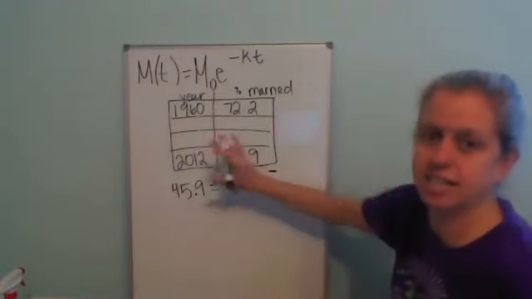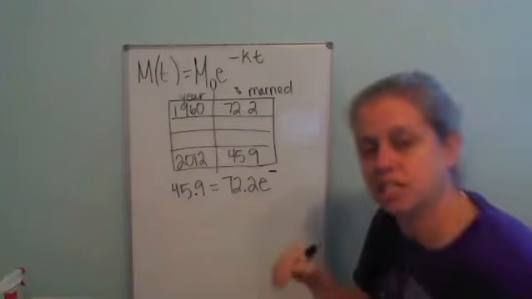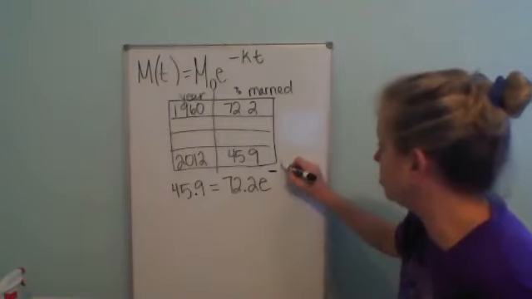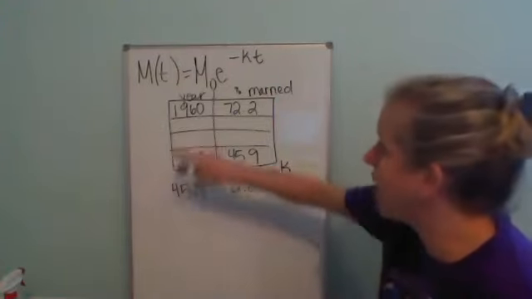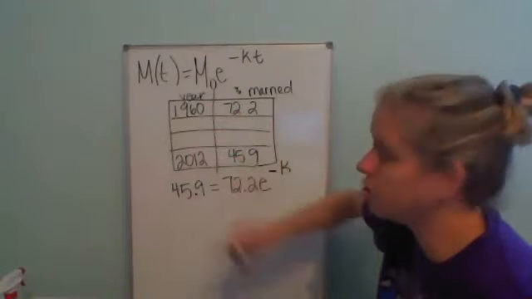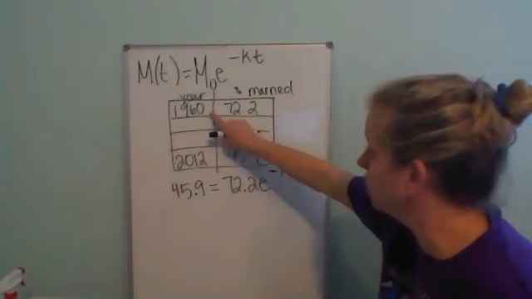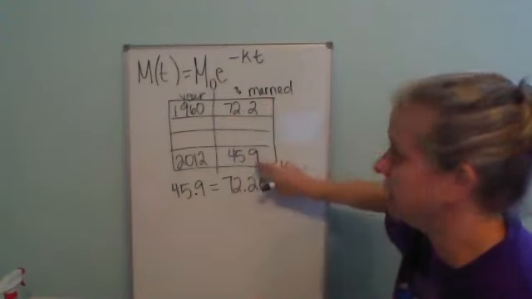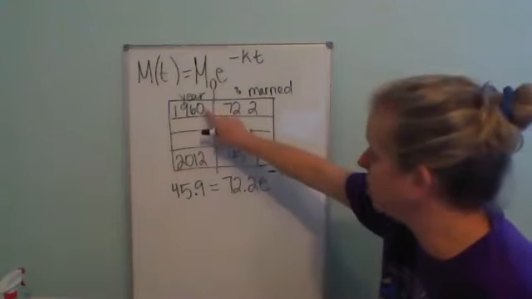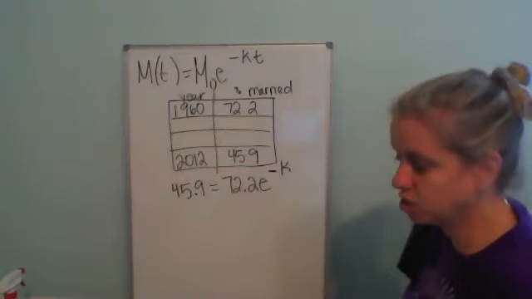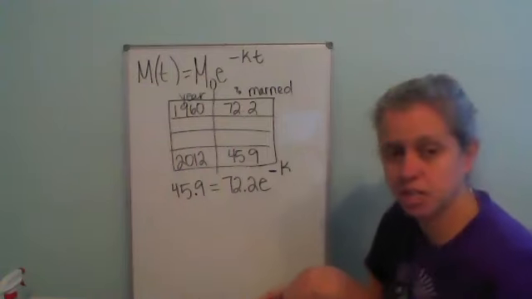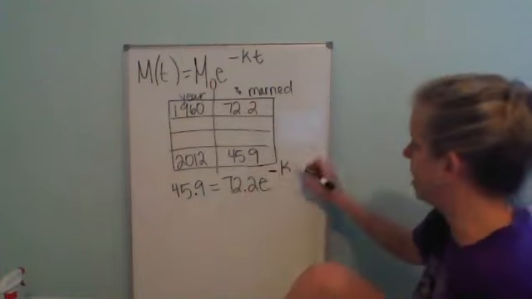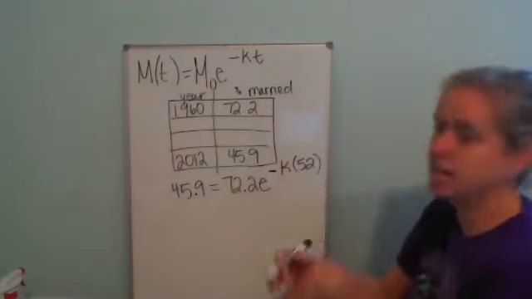Do I know what the rate is? Does it tell me the declining rate, the percentage that it's declining? It does not tell me. So I do not know what K is, and even though it doesn't tell me the amount of years, I know the beginning year and I know the end year. So I know how long it took to get from 72.2% to 45.9%. Well, it took from 1960 to 2012. So 2012 minus 1960, it took 52 years for this decline to happen. So I know that the T is 52.